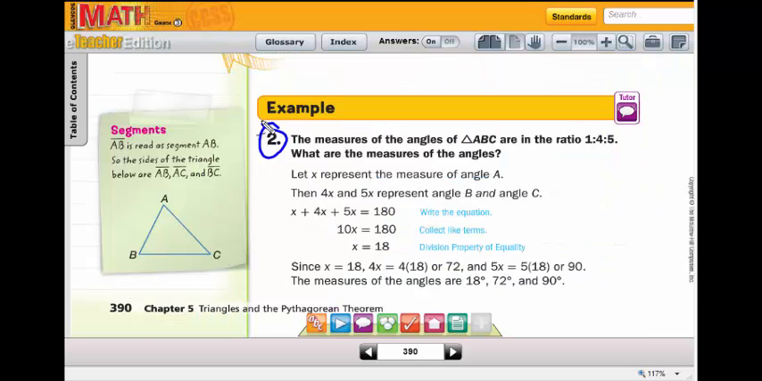Okay, let's take a look at problem number 2. The measures of the angles of triangle ABC, and that's the way you should read this, is triangle ABC, are in the ratio of 1, 4, 5. What are the measures of the angles? So in this case, we're not being given the actual measurement of any particular angle, being given the ratio. So we can let x represent the measure of angle A. Well, measure of angle A would be 1, and then the next angle would be 4, and the next angle would be 5 in that 1 to 4 to 5 ratio.